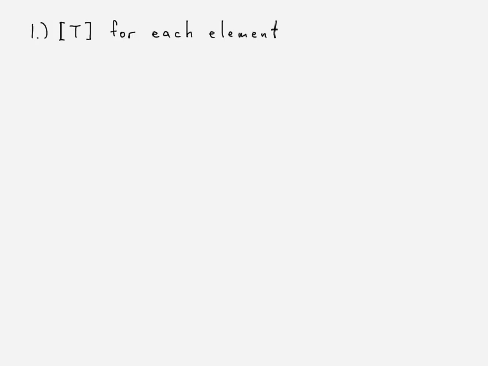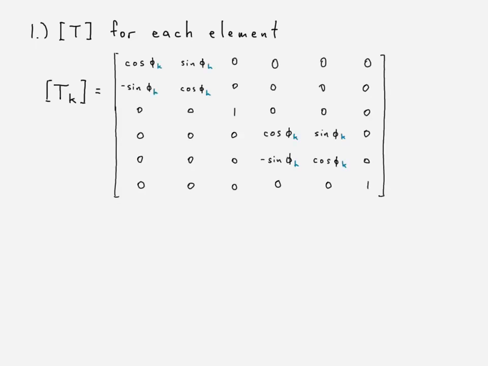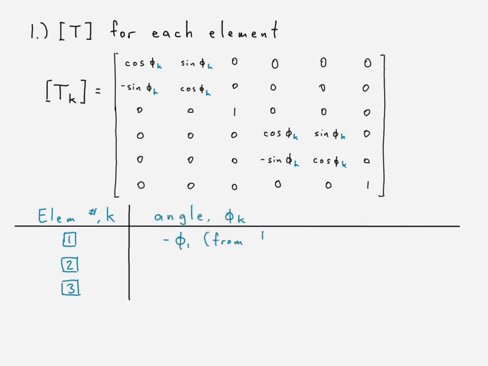We have a transformation matrix for each element. We'll draw the general form of it. So element K, and then we'll write a table with our element numbers and the corresponding angles of rotation that we would put in there. And these all correspond to the diagram that we had earlier. And then just for reference, we have the node order for each of those elements.